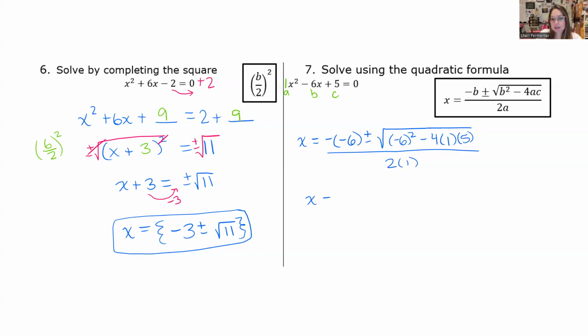So I get x is equal to, what's negative? Positive, so I get +6 plus and minus a little square root all over 2 times 1, which is just 2.